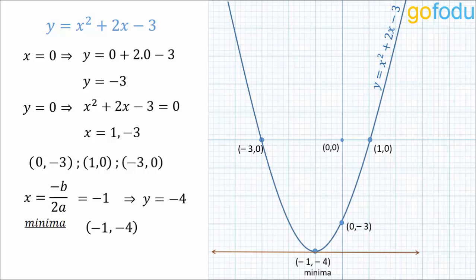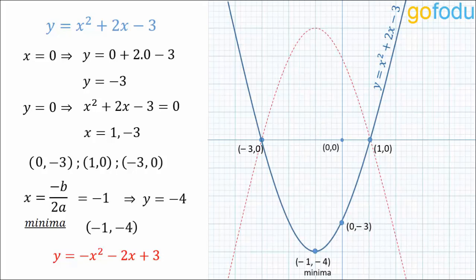Now if we multiply our quadratic expression x square plus 2x minus 3 by minus 1, we will get y equal to minus x square minus 2x plus 3. Now its graph will look like this. Here, the topmost point, the peak of the graph, is called maxima, and to get that point at which the maxima occurs, apply the same formula, x is equal to minus b by 2a. The same formula gives minima as well as maxima for quadratic function.